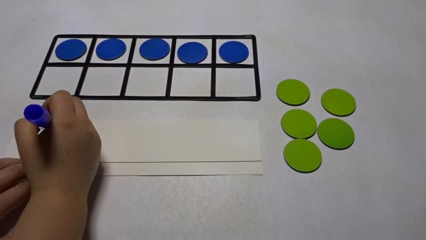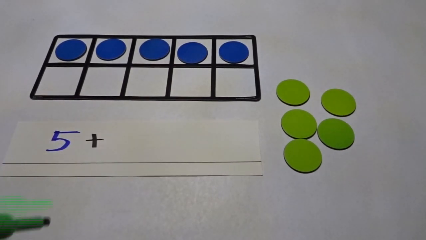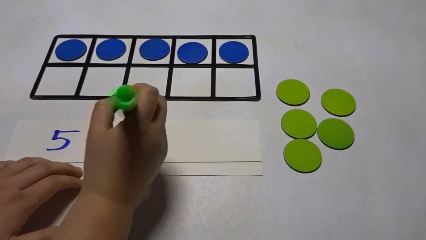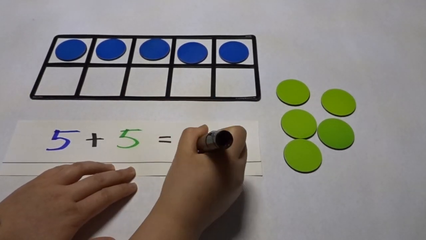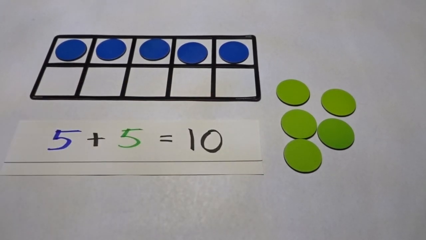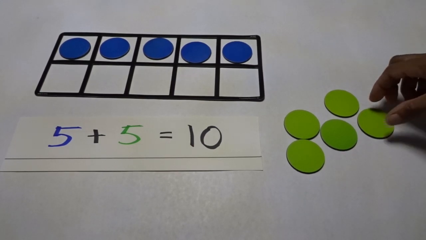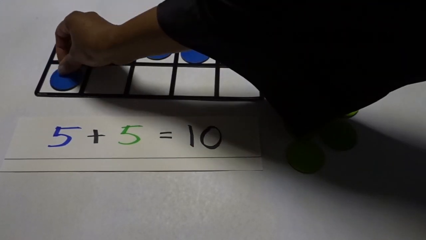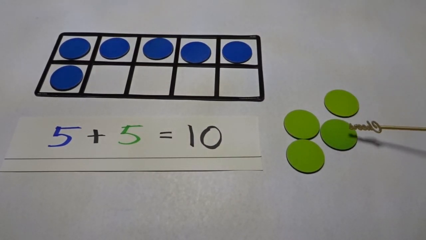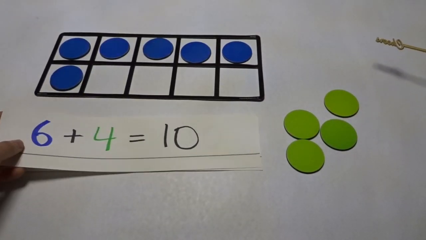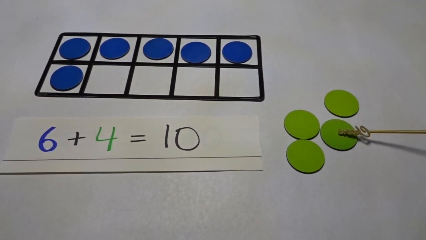5 fireflies in the jar plus 5 fireflies still in the sky equals 10 fireflies in all. 5 plus 5 equals 10. Another firefly is flying into the jar. There are 6 fireflies in the jar and 4 fireflies in the sky. This is our equation. 6 plus 4 equals 10.